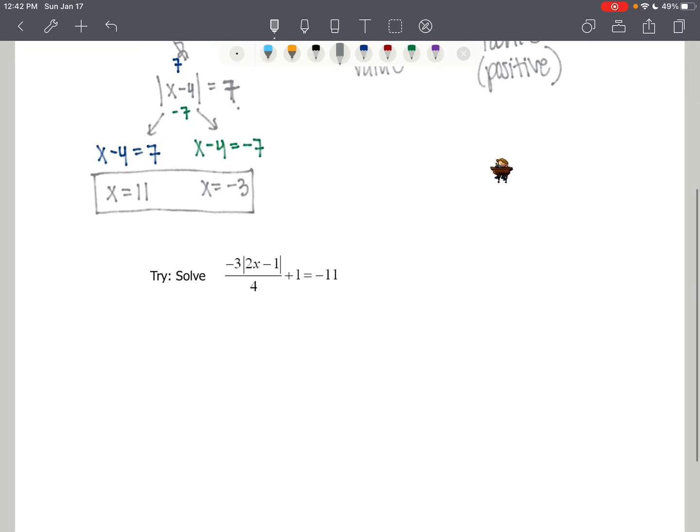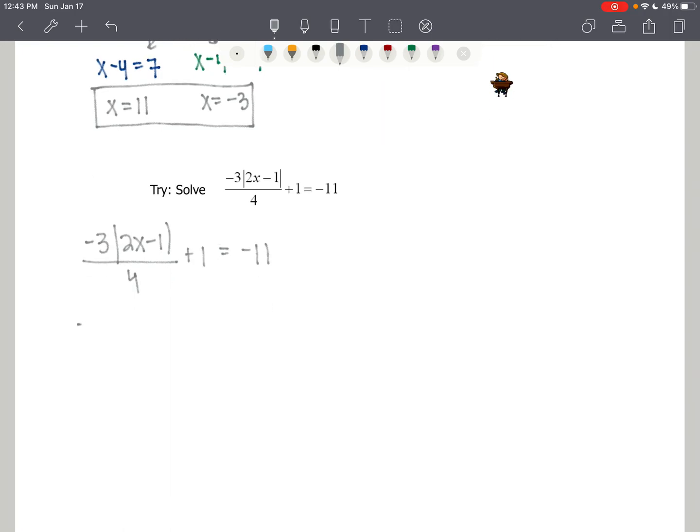Okay, here's one for you to try. Go ahead and see if you can isolate the absolute value and then create your 2 equations and solve. Okay, hopefully you pressed pause and you're ready to reveal the work to see if it's equivalent to what you've done.